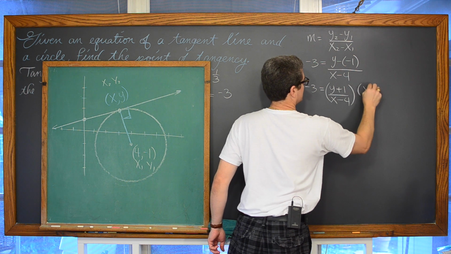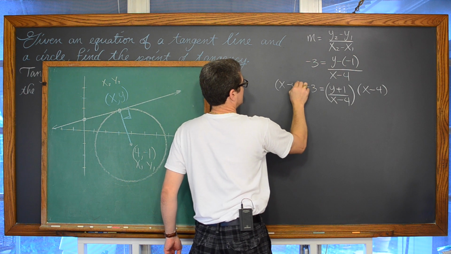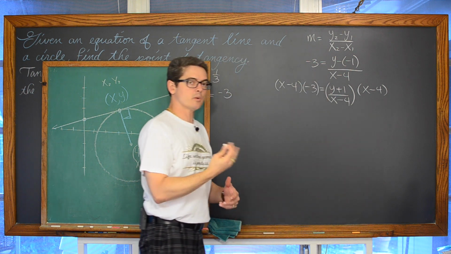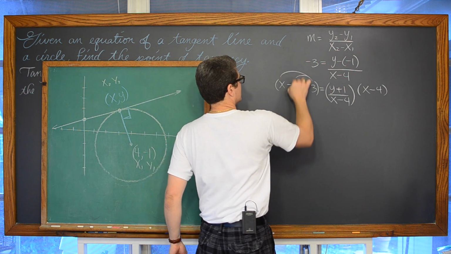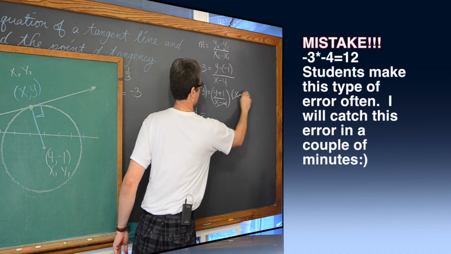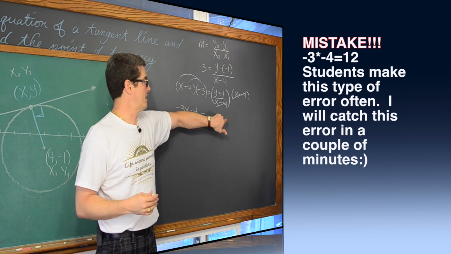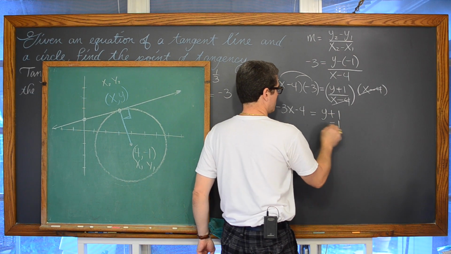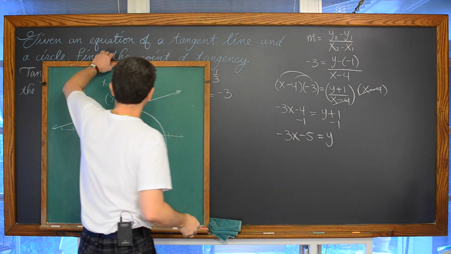We're going to multiply both sides by x minus 4. But when I write it like that, it looks like it's x minus 4 minus 3. So I'm going to wrap this in parentheses as well, so I keep my notation as neat as possible. And we're going to distribute that -3, and we get -3x minus 4 is equal to, now over here, the x minus 4's cancel out because I'm multiplying by that binomial, and we have the division of that binomial, leaving us with just y plus 1. Now we're going to subtract 1 from both sides and get -3x minus 5 is equal to y. Okay.